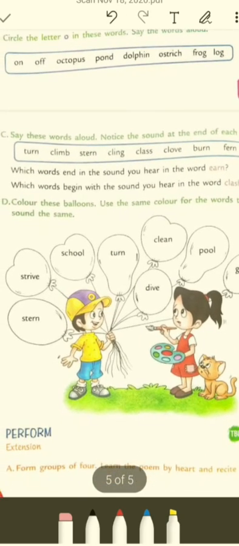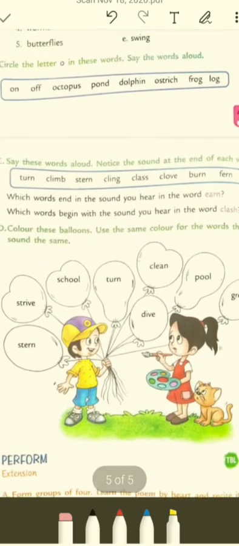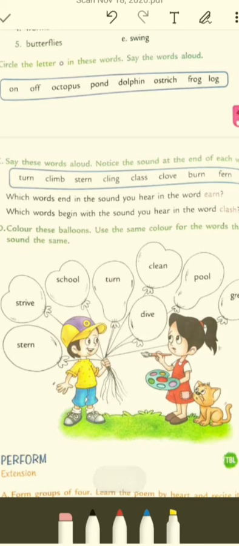Similarly, say these words aloud. Notice the sound at the end of each word. So it's a pronunciation drill. Say with me, repeat after me. Turn. Turn. Climb. Climb. Stern. Stern. Cling. Cling. Then class. Class. Clove. Clove. Burn. Burn. Fern. Fern. Okay.